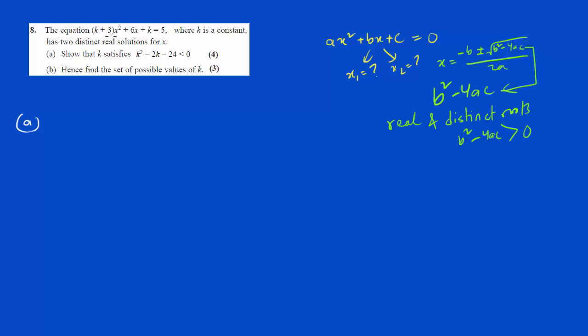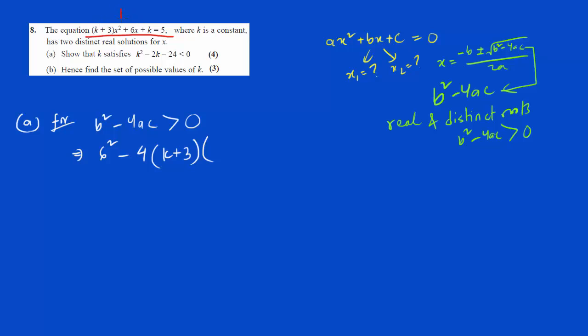One more thing. Here a is k plus 3 because it's in terms of k. So for real and distinct roots, we have to write b squared minus 4ac is greater than 0. Remember, we are not interested in the actual roots themselves. We know that they are just real and different. So b squared, b is the coefficient of x, which is 6. So 6 squared minus 4 times a, the coefficient of x squared, which is k plus 3, times c. Now this has to be in the format equal to 0. Since it is not in that format, we have to make it in this format.